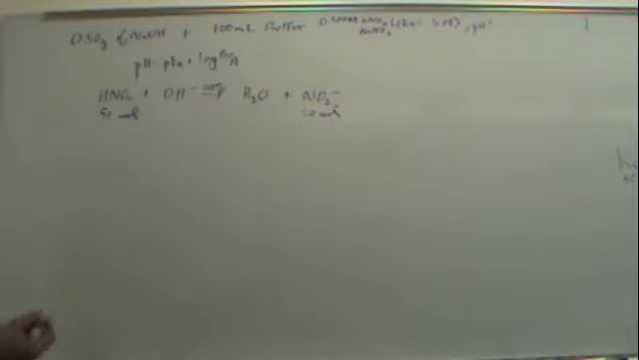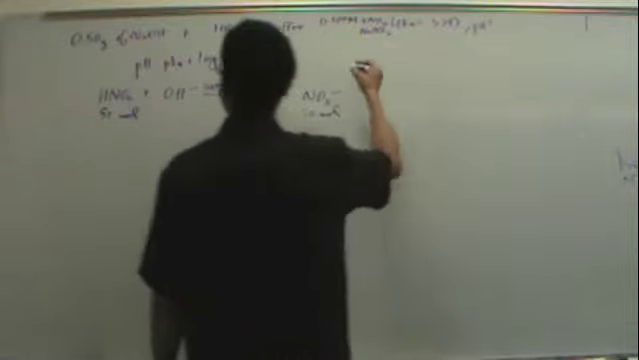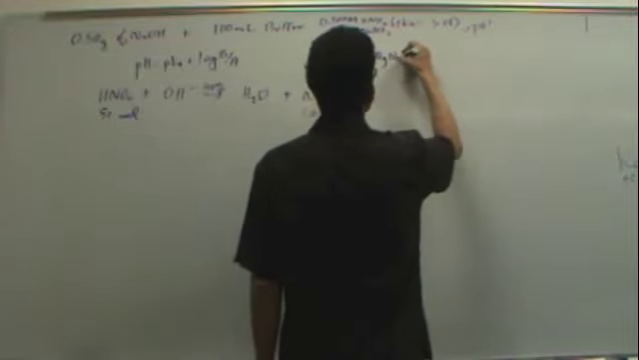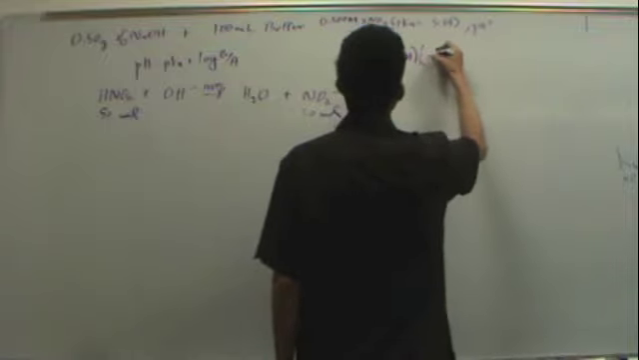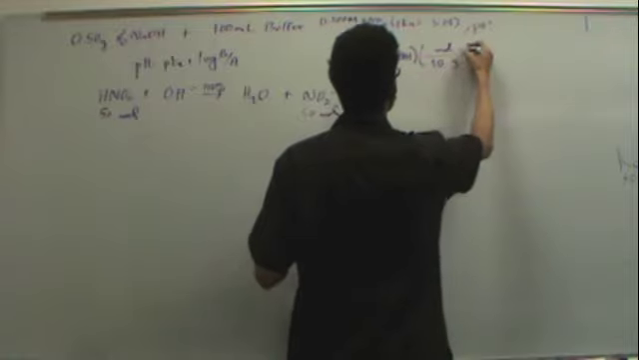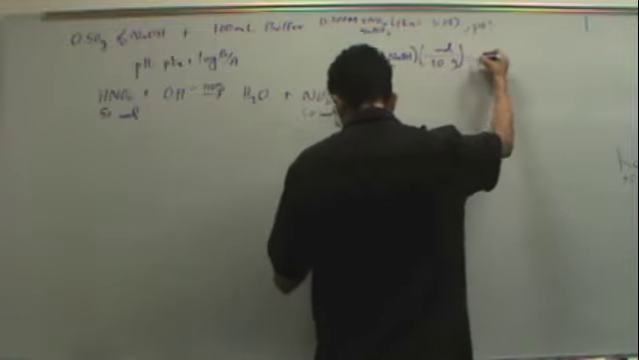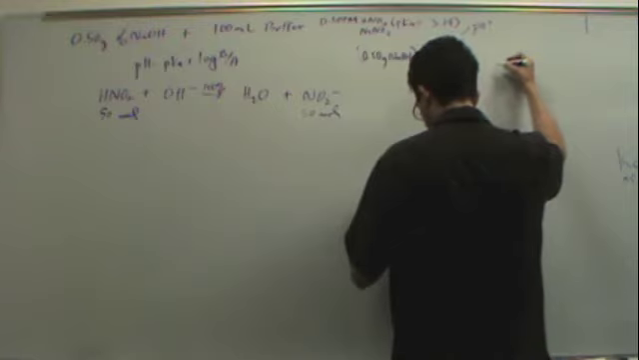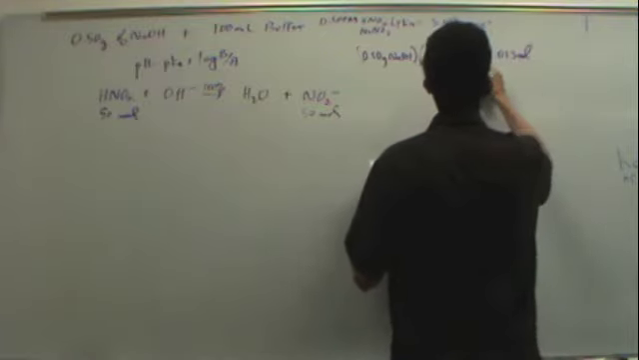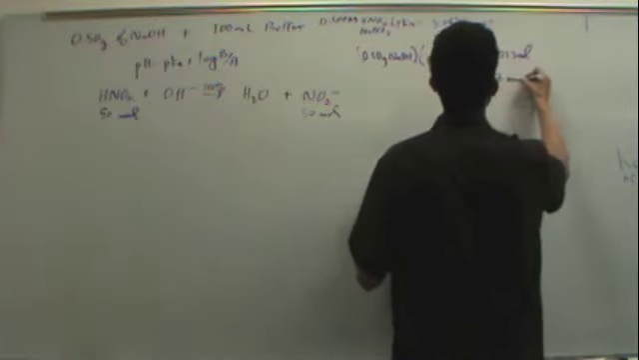Okay, the sodium hydroxide is a little bit more painful. It's 0.5 grams. I want to change that to moles. So 0.50 grams of sodium hydroxide times the molar mass of that, 40. Okay, and that turns out to be 0.013 moles, or 13 millimoles.